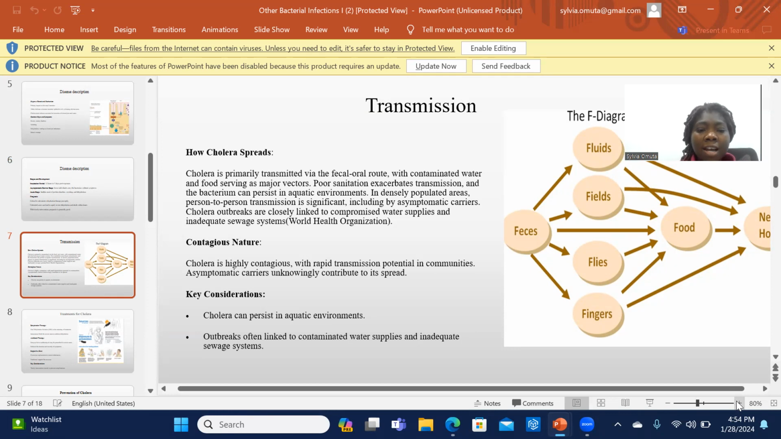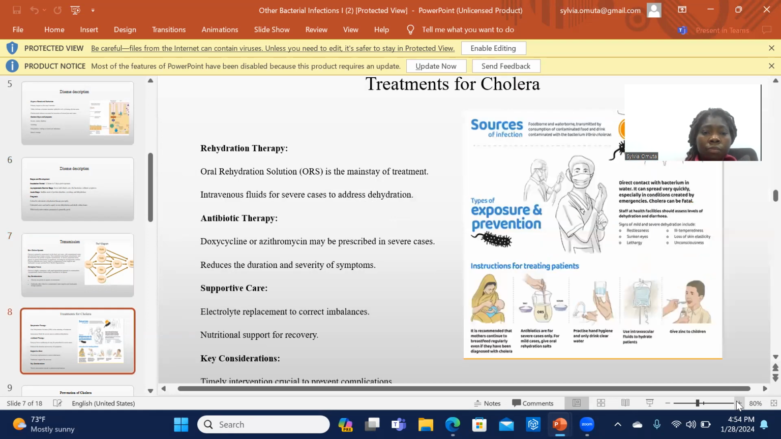Contagious nature. Cholera is highly contagious with rapid transmission potential in communities. Asymptomatic carriers unknowingly contribute to its spread. Key consideration: cholera can persist in aquatic environments. Outbreaks are often linked to contaminated water supply and inadequate sewage systems.